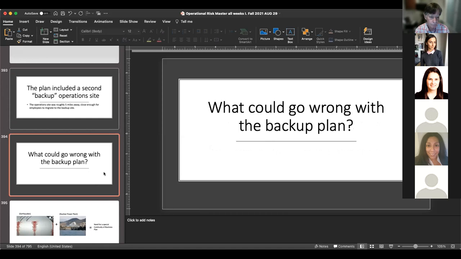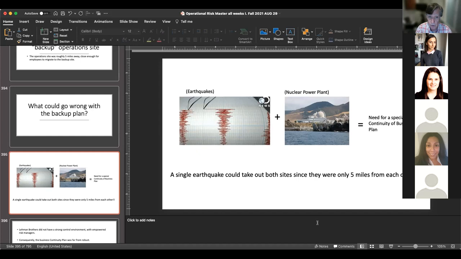Well, the answer is San Luis Obispo is in the earthquake zone. And it's right next to a nuclear power plant. A single earthquake could knock out the primary facility and the secondary facility. So that wasn't too cool with the customers that we were trying to get.